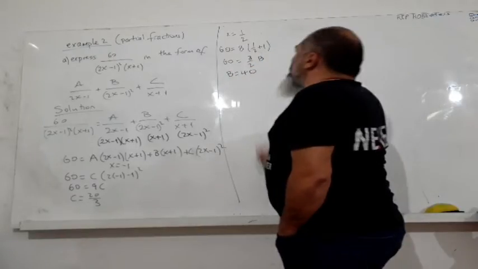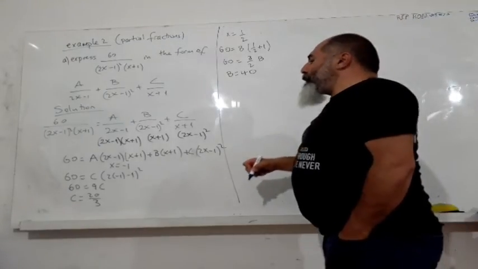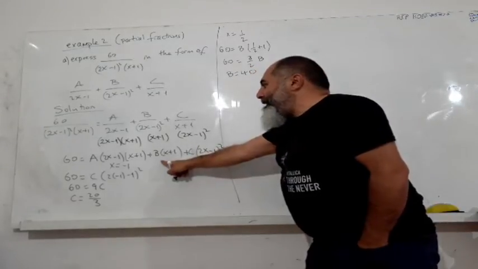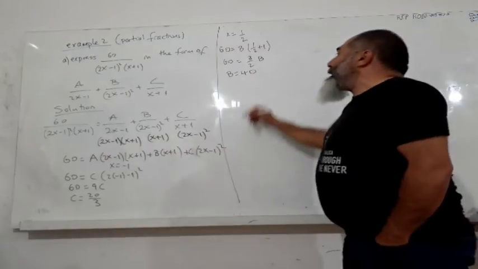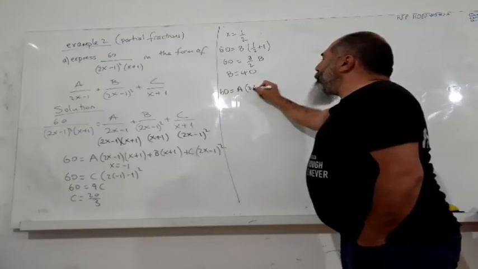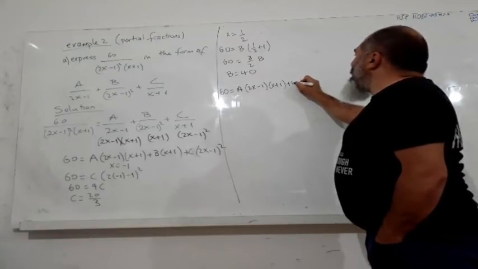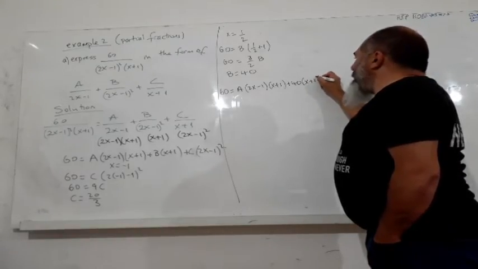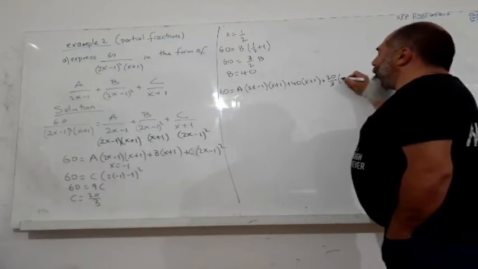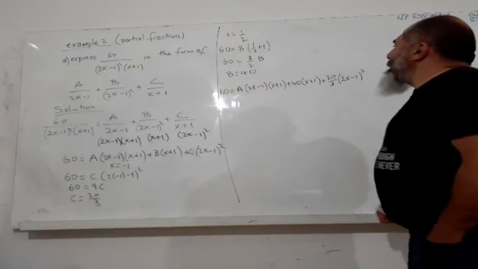And second step is going to be substitute the value of C there and also value of B there, and let's then find the value for A. 60 is equal to A times (2x minus 1)(x plus 1). B is 40 over (x plus 1), and C is 20 over 3 times (2x minus 1) squared. So we know the value for B, we know the value for C.